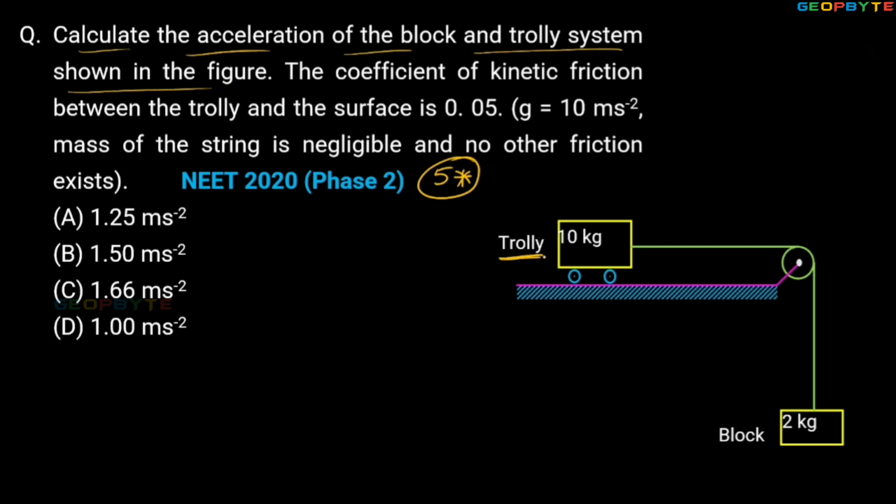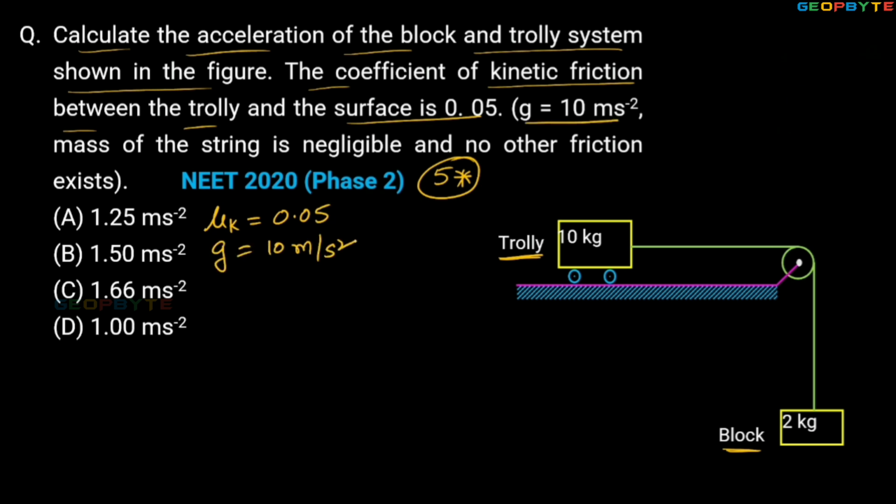Look at the trolley and block. The coefficient of kinetic friction between the trolley and surface is given as 0.05. Acceleration due to gravity g equal to 10 meter per second square, and the mass of the string is negligible. The mass of the string is 0. We are asked to decide what the acceleration is. Acceleration a equal to how much?